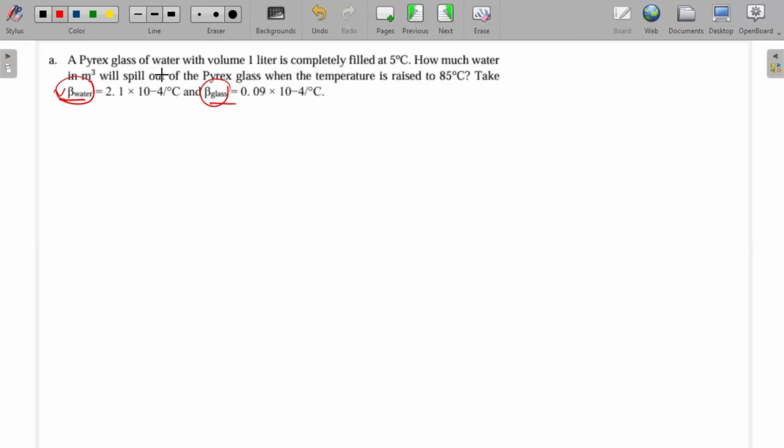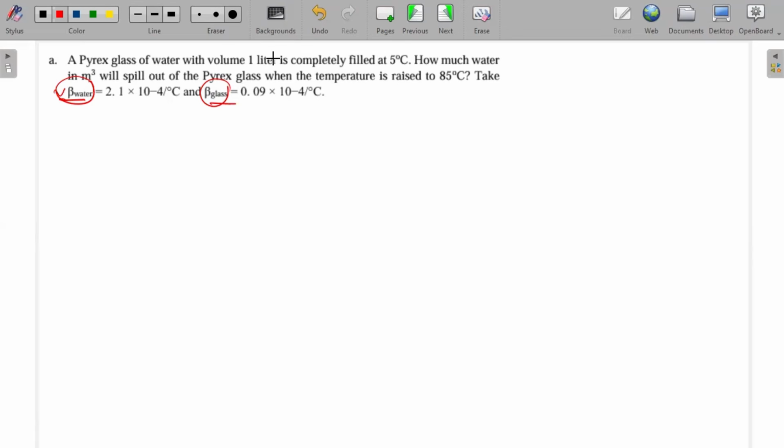So you can tell we've been given the similar volume of water and the Pyrex glass, because the Pyrex glass is completely filled initially. So which means the volume is the same. But since water is going to be expanding at a faster rate than the glass that we have, you're going to notice water is going to start spilling out. So that means we're supposed to calculate the volume of spill after that change in temperature. And that volume of spill is going to entirely depend on the differences in the coefficients of volume expansion of the two materials that we're dealing with.